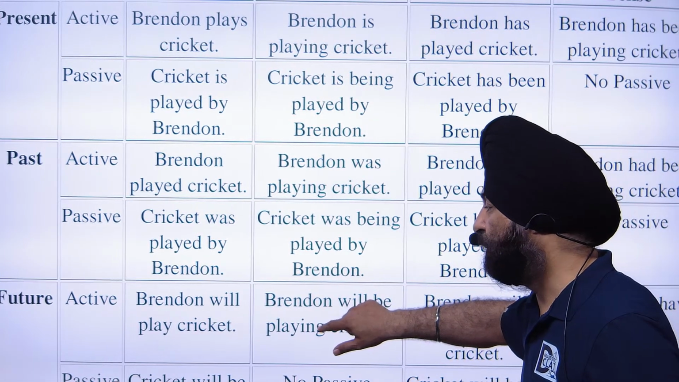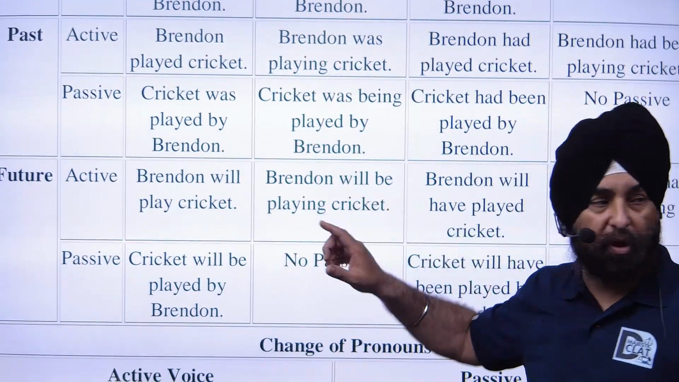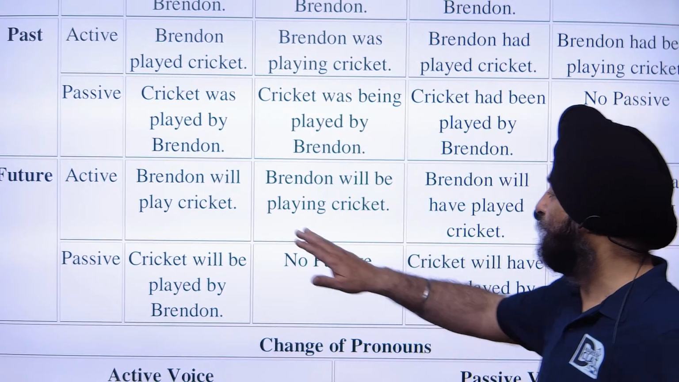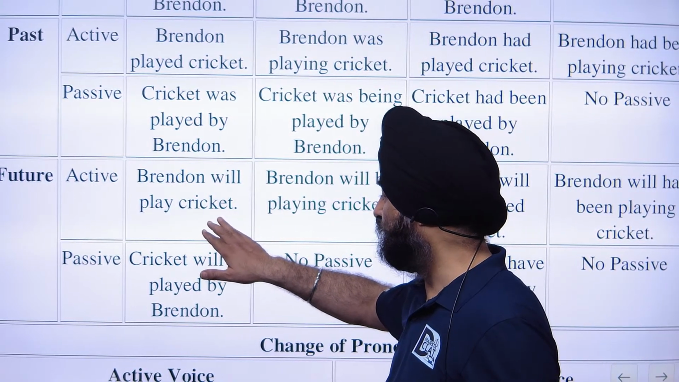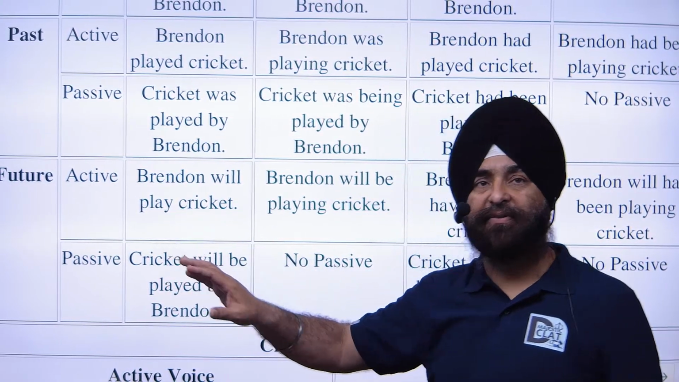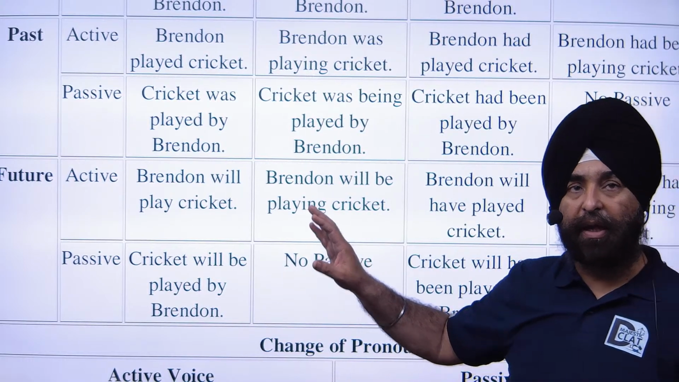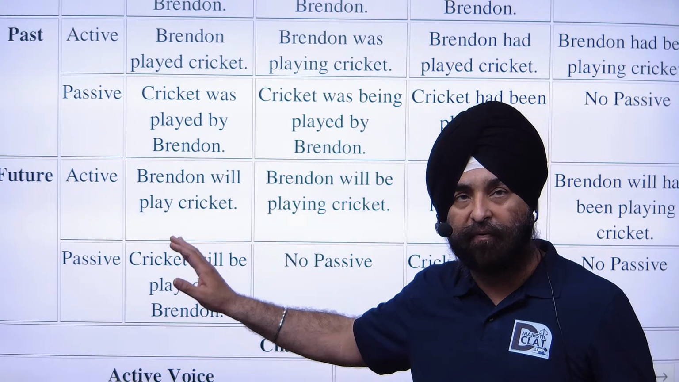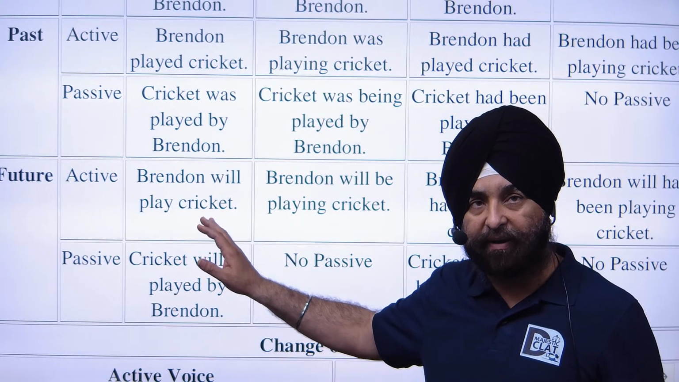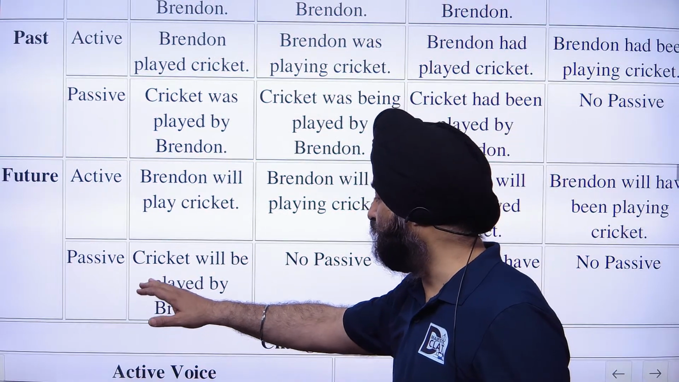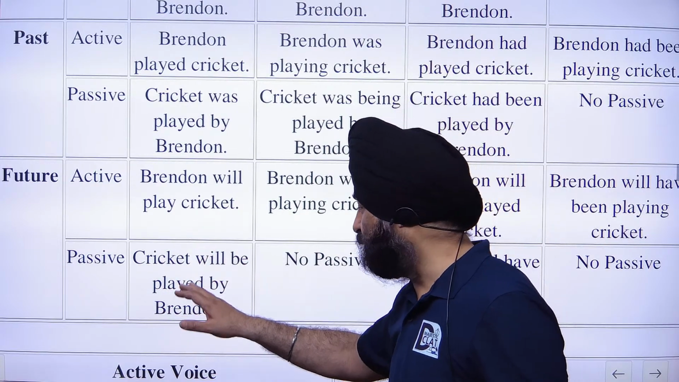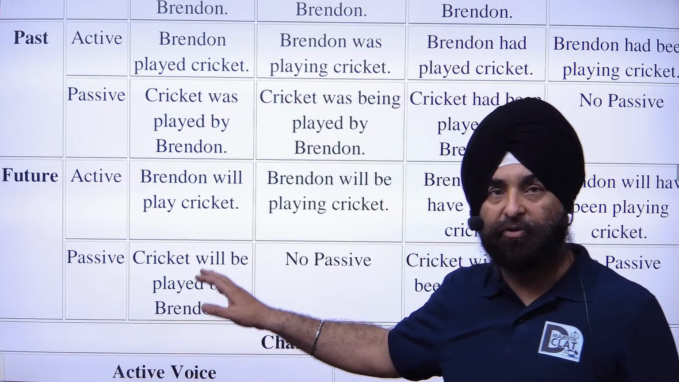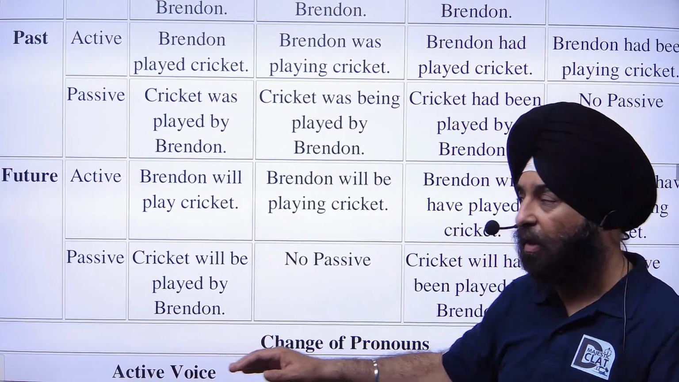Similarly, let's move to the future tense. Now, when we talk of the future tense, Brendan will play cricket. This is the active. It's a very direct sentence. The focus lies on what Brendan is going to do. He is the doer of the act of playing cricket. And the passive form, what do we see? Cricket will be played by Brendan. So this remains your simple future tense.